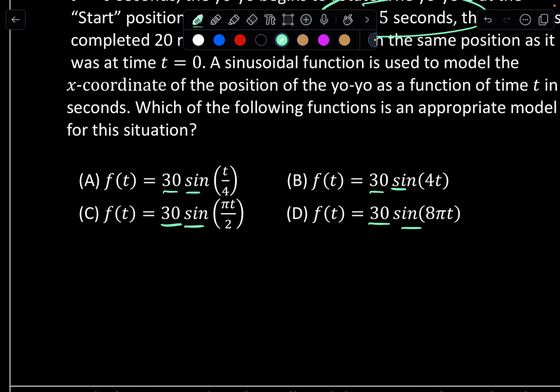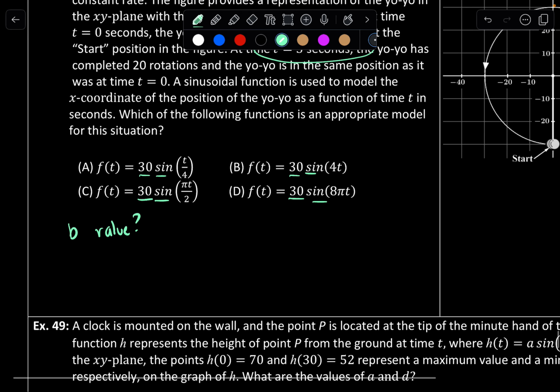So what I want to focus on is what's happening inside the parentheses. That means my b value. So it's my b value that's changing from each choice, which means I already know the old period for sine. It's going to be 2 pi, which means the goal is to find this new period so we can figure out what my b value needs to be, okay?